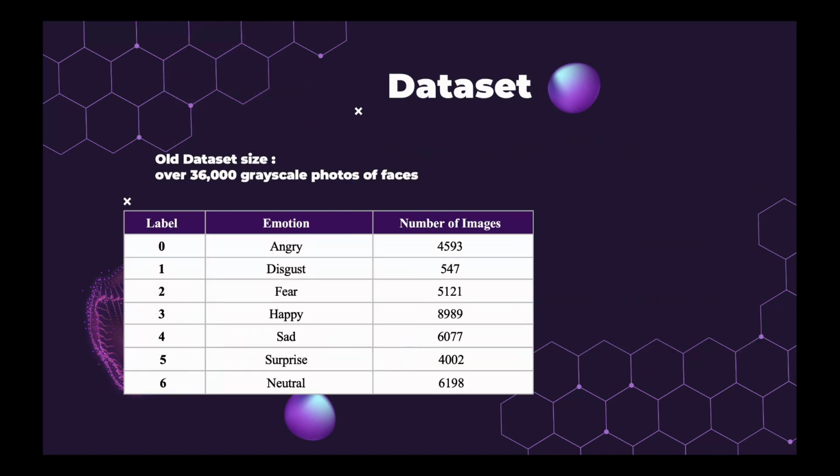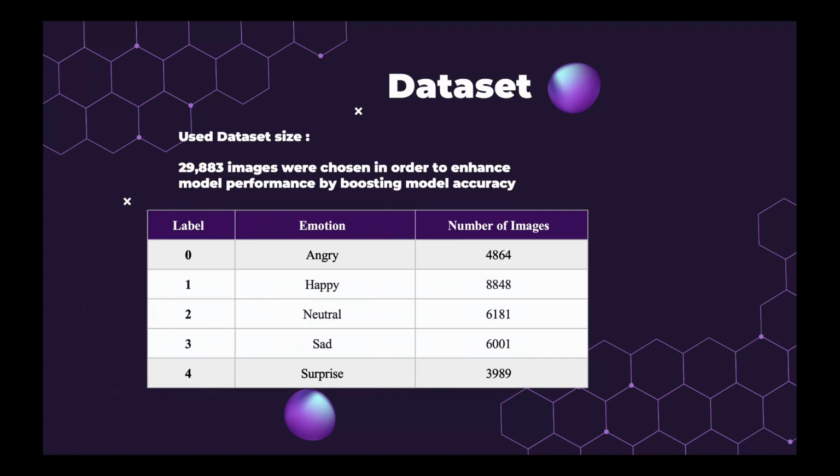Moving on to the dataset. The dataset we used in our project was taken from the Kaggle website, and it contained over 36,000 grayscale images of faces. These images were divided into 6 classes. But the actual dataset we used contained over 29,000 images. The reason we reduced some of the images is that we removed 2 classes from the 6 classes we had previously. This helps us enhance model performance by boosting model accuracy.